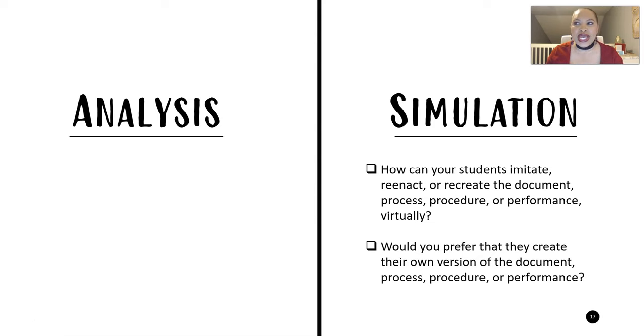So if you were doing an experiment, how would you have them do that as a group? Would they record each step of the experiment, and each person in the group record a section, and then they edit the video and put it all together? If it was a dance group, would they get on Zoom and they practice, they make up the dance and then they record themselves doing the dance? How are you going to have them imitate this process, this procedure, this document?